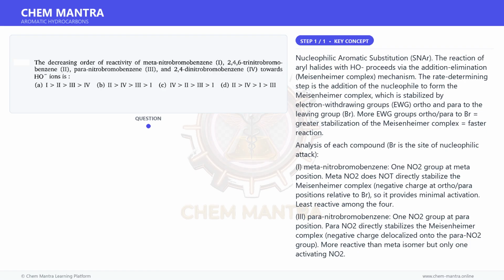Why other options fail? A. I to 3, 4, incorrect, places meta-isomer, I, as most reactive, which is wrong. C. 4 to 3, I, incorrect, places 4 above 2, but trinitro compound 2 has more activating groups than dinitro 4. D. 2 to 4, I, 3, incorrect, places meta-isomer, I, above para-isomer, 3, but para-NO2 activates SNAr more effectively than meta-NO2.